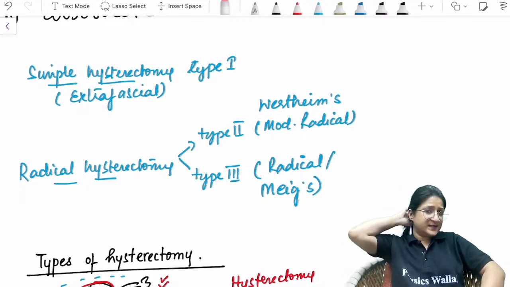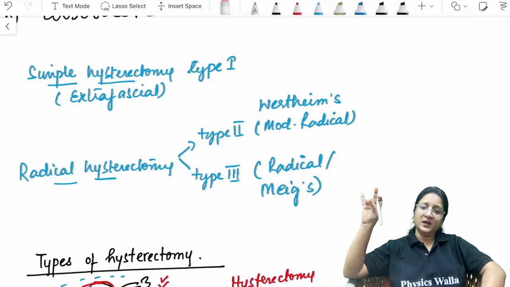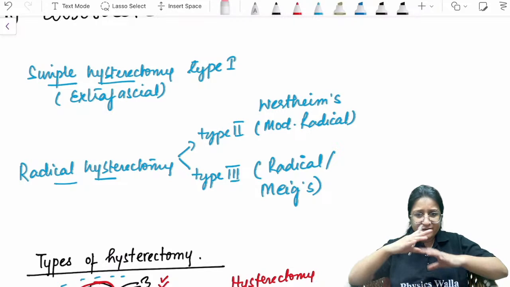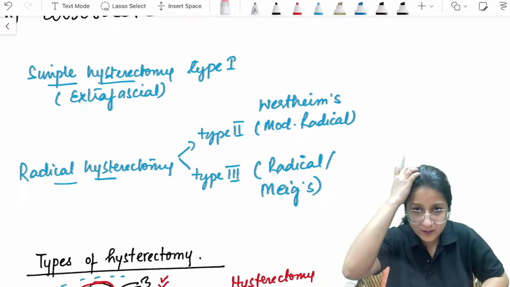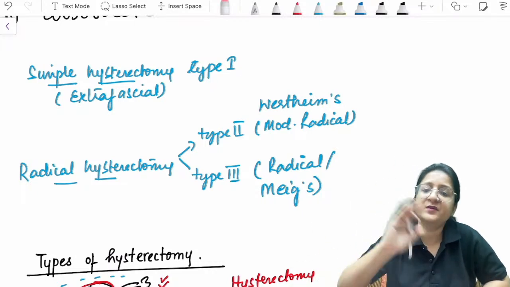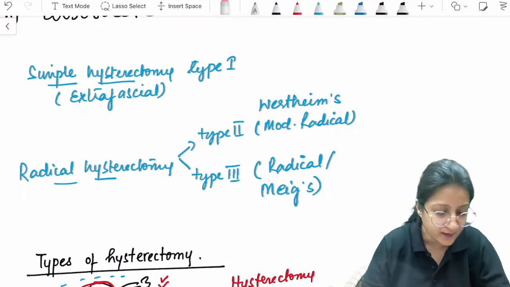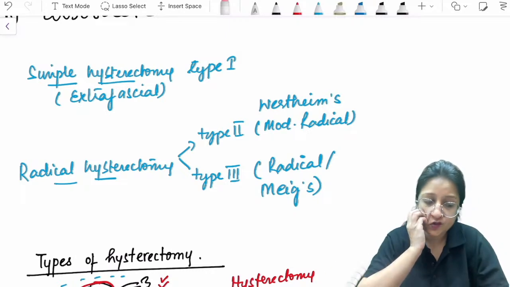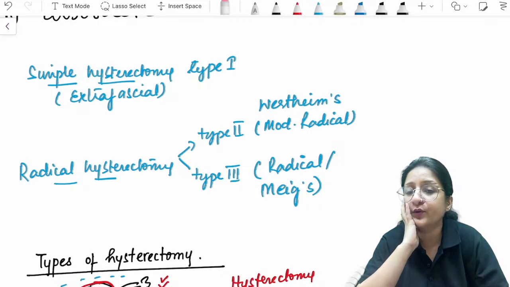The other way to describe hysterectomy is by the route by which it is performed. You can have abdominal hysterectomy, vaginal hysterectomy, and laparoscopic hysterectomy. So there are different routes of doing a hysterectomy also. Okay? All right. So with this, we are going to finish the session for today here.